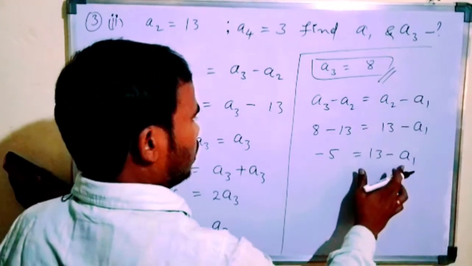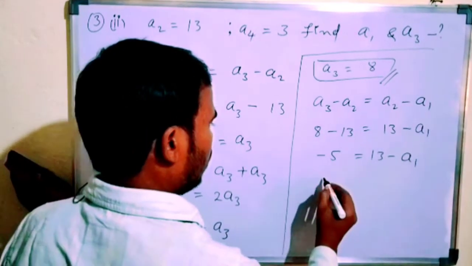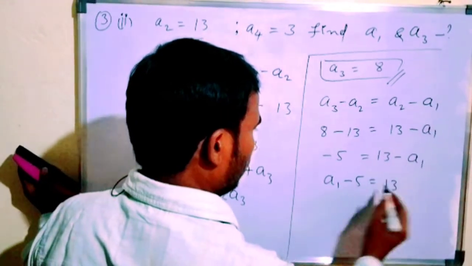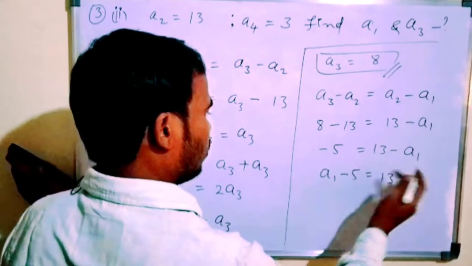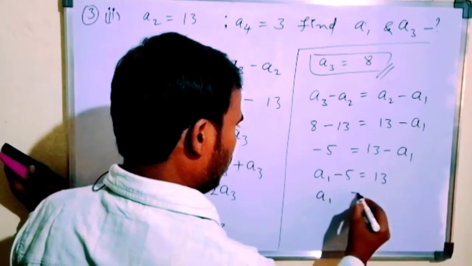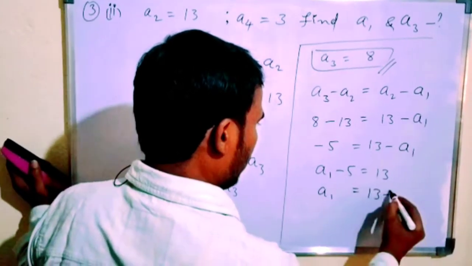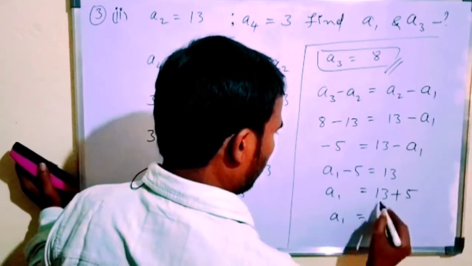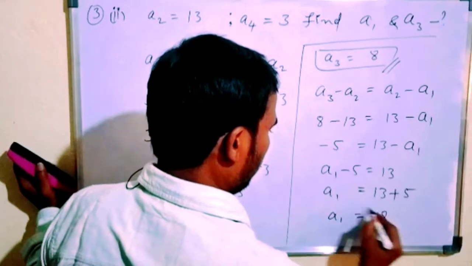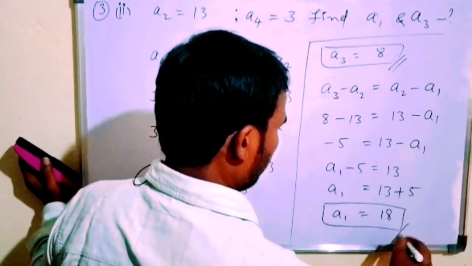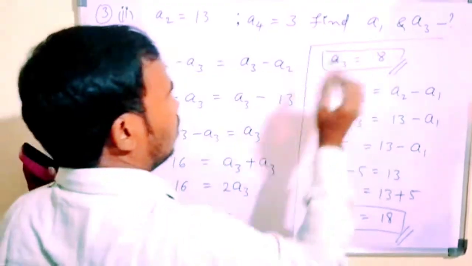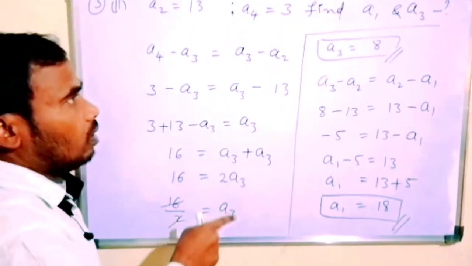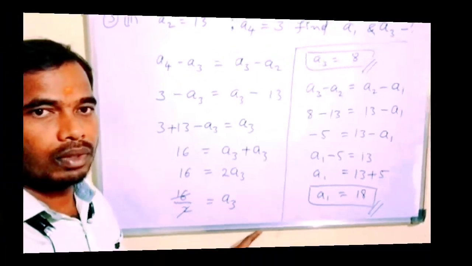Here the minus A1 transfers to the left side, so plus A1. Minus 5 transfers to the right side as plus 5. So A1 is equal to 13 plus 5, which is 18. So A1 is equal to 18, and A3 is equal to 8. We can use these formulas for finding problems like this.